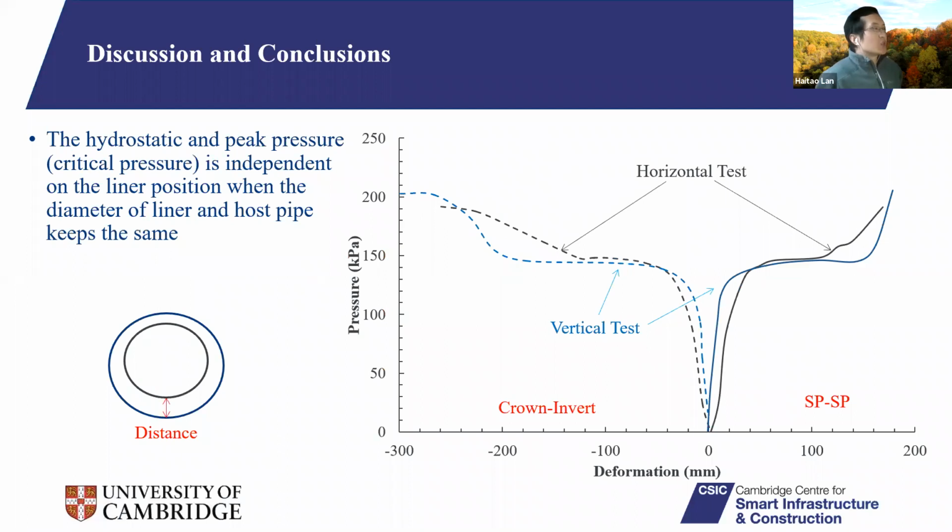Another interesting conclusion from this test and numerical modeling is that the peak pressure, the critical pressure, is almost the same even if you change the liner position. You can move it around in the pipe, but the pressure is almost the same. But the assumption is that the diameter of the liner and hose pipe are the same.